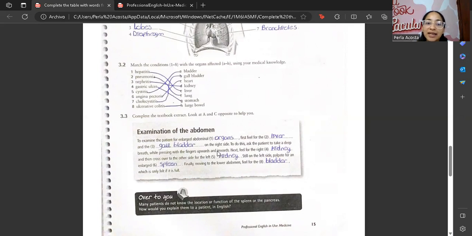Number 6, angina pectoris. It affects the heart. Number 7, cholecystitis. Here it affects the gallbladder. And number 8, ulcerative colitis. It affects the large bowel.